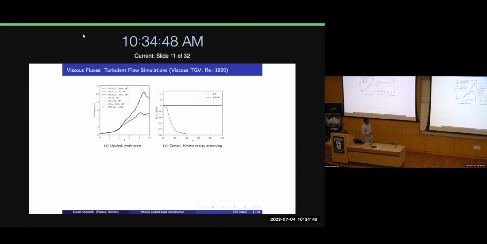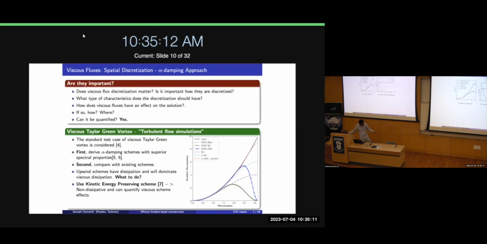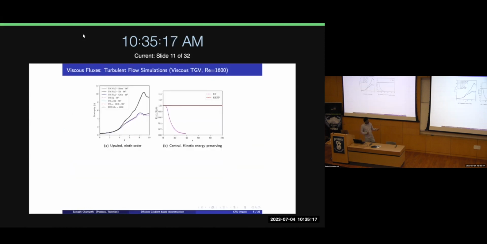So we did the simulations for the Taylor-Green vortex by using a 9th order upwind scheme. This is the entropy for the viscous Taylor-Green vortex, and this black curve is the direct numerical simulation on a 512 cube grid. By using an upwind 9th order scheme, all the viscous schemes that I've shown in this slide are performing exactly the same. There is no difference at all. But the kinetic energy is completely going to zero and it is not preserving, unlike the kinetic energy preserving schemes.